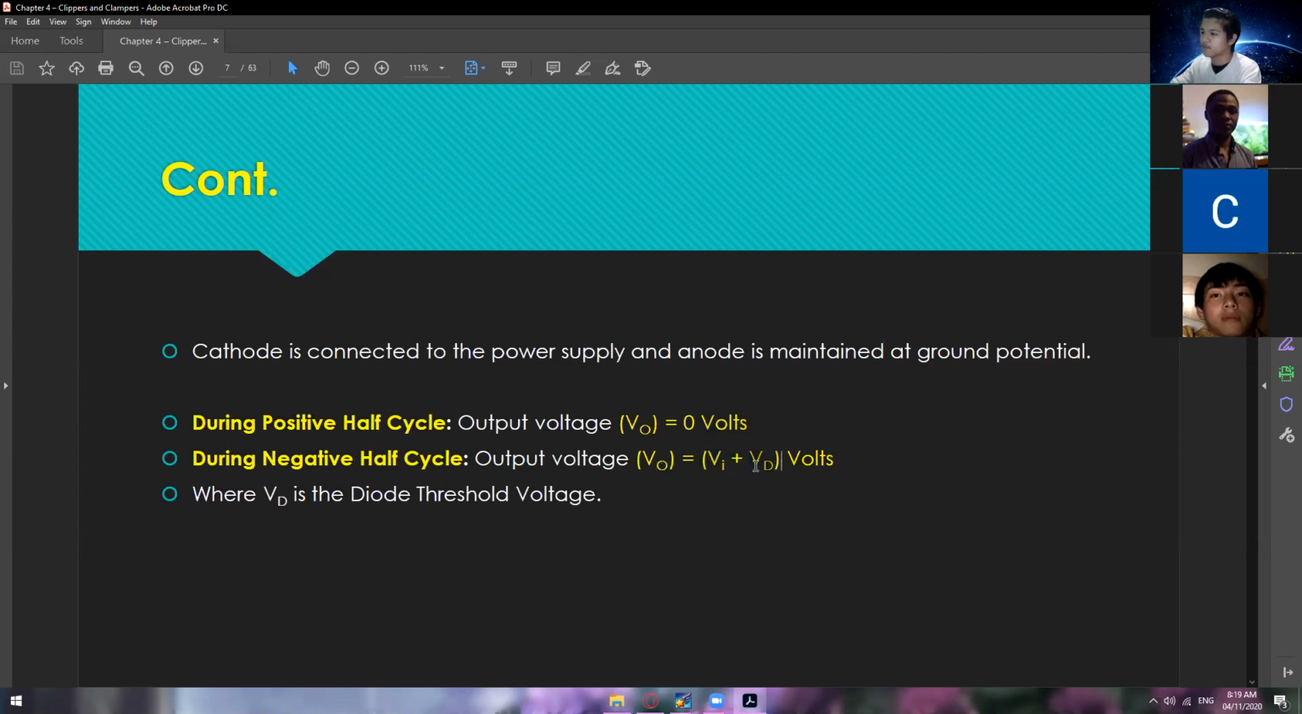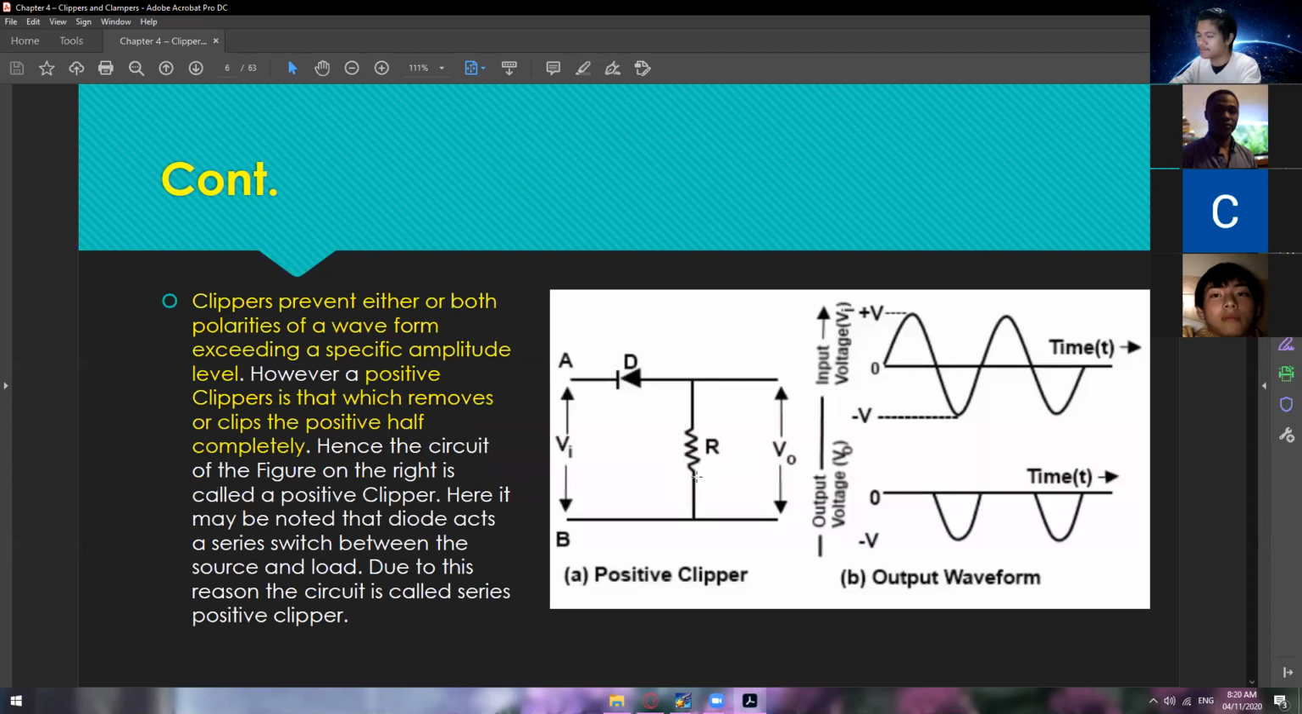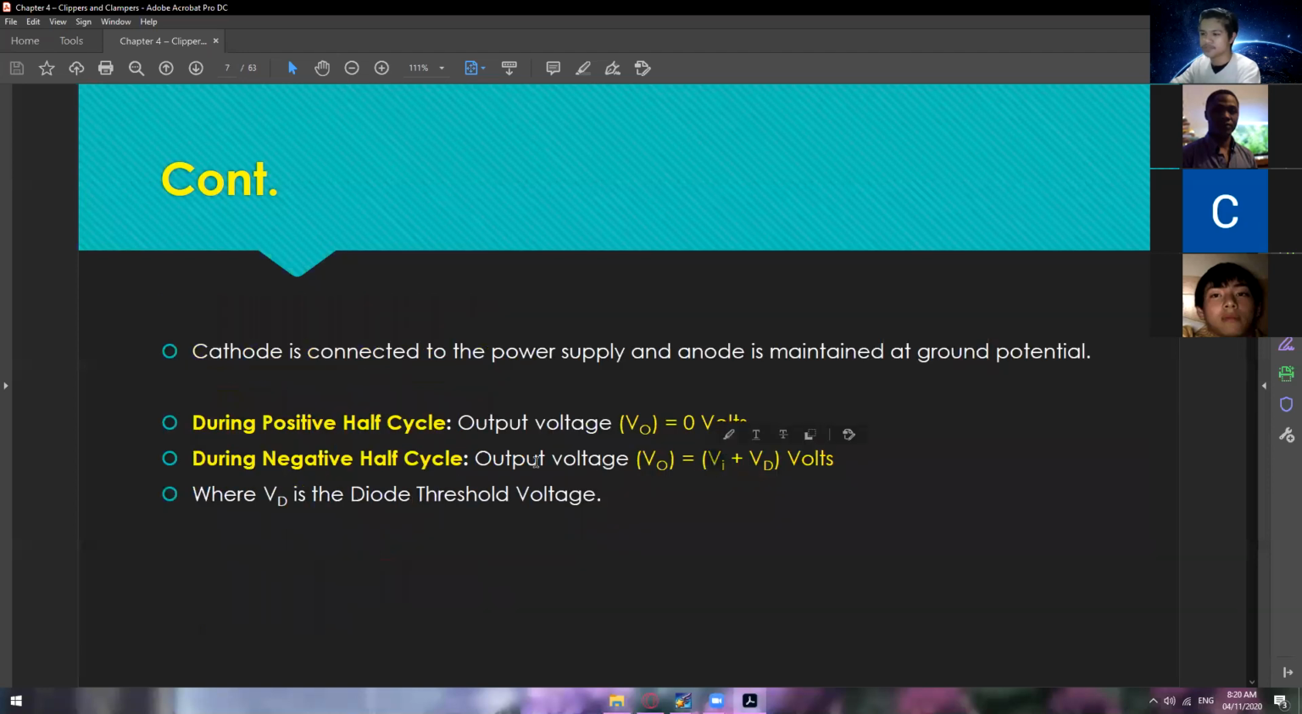If you have a bias voltage, you have to add V sub I plus V sub D plus V sub B, so now you're dealing with 3 variables. But for now, since we don't have that bias voltage, there are only 2: the diode and the voltage input.